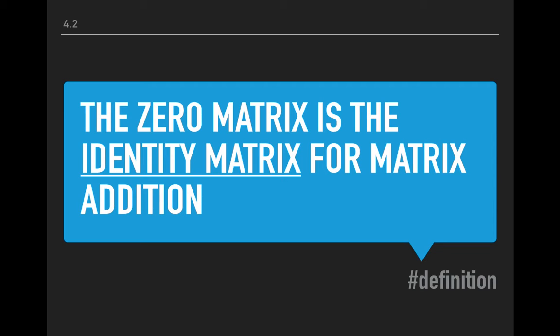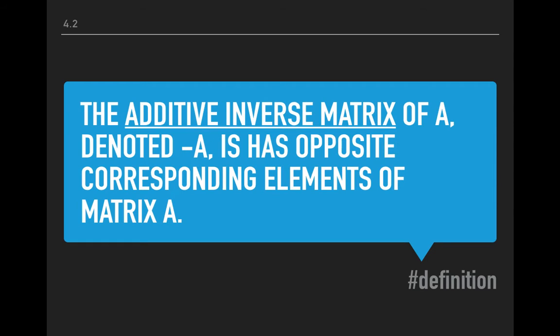Now, a zero matrix is the identity matrix when working with matrix addition. So that is closely related to the additive inverse matrix. Now, inverses, additive inverses: when you take, let's call it a matrix A, you would denote the additive inverse as -A. And it's going to have the opposite corresponding elements of A.